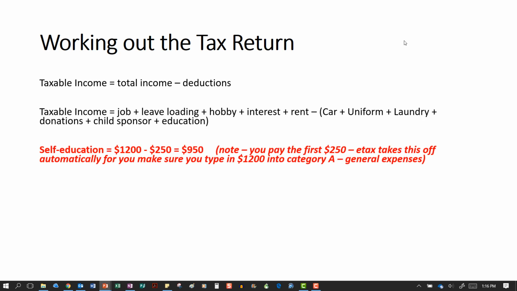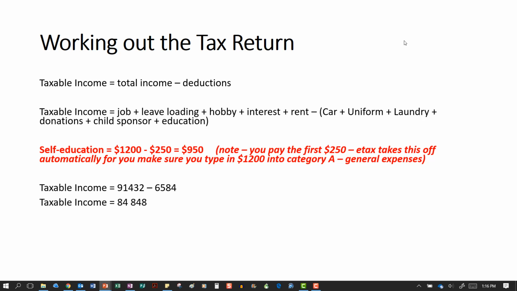Now remember, in e-tax, the education expenses must be entered as $1,200. You automatically have to pay the first $250. E-tax will actually take this off for you, but in order for your handwritten notes to be right, you need to remember to minus this deduction. So the self-education amount for this handwritten part of the assignment is $950. The taxable income then is $91,432 minus $6,584 worth of deductions. It's important to have these two separate numbers, as these are shown in e-tax, and you can then easily check to see where you went wrong.